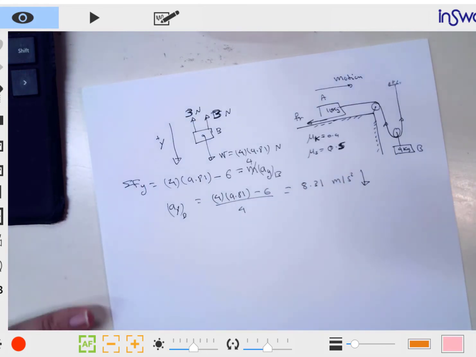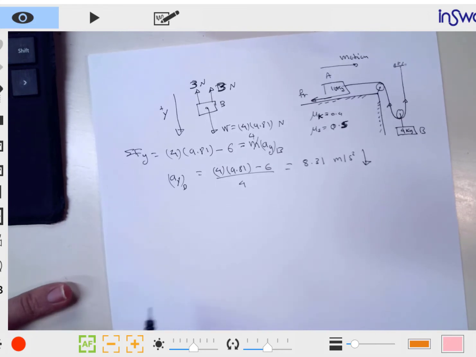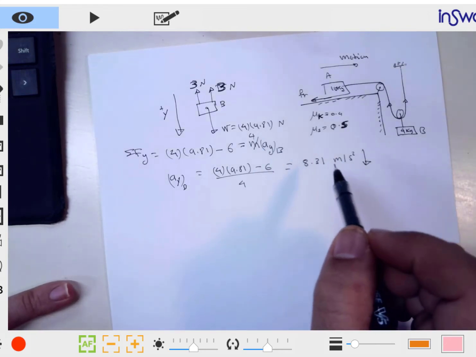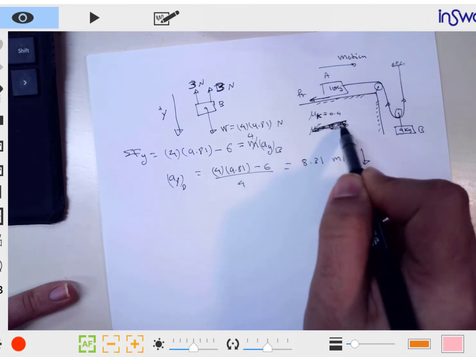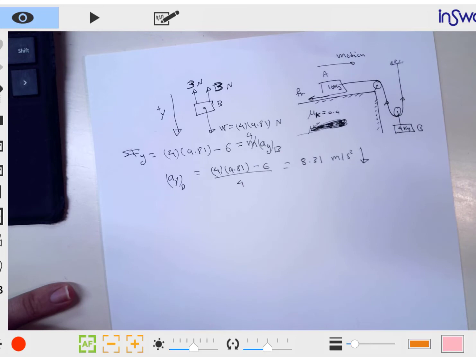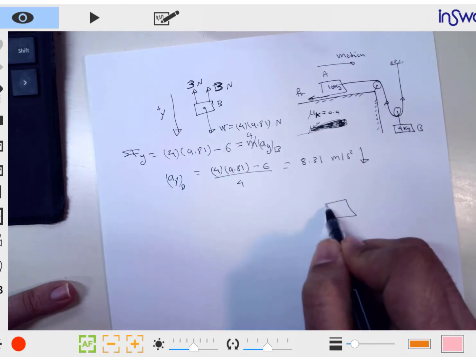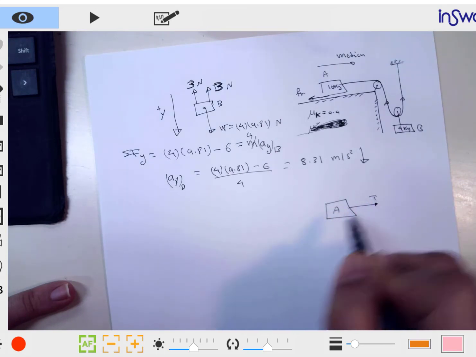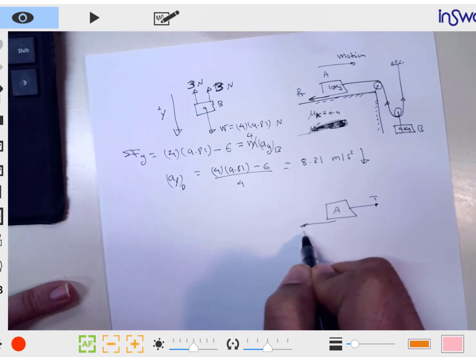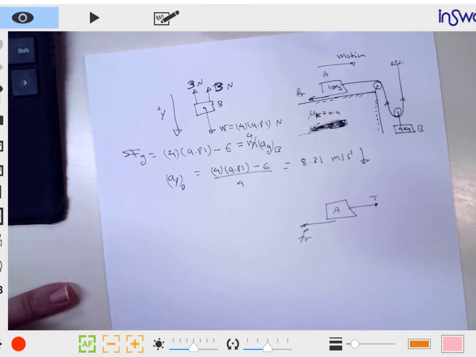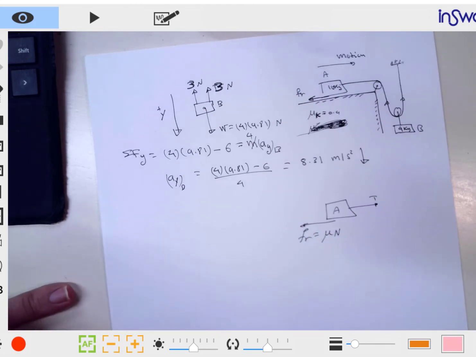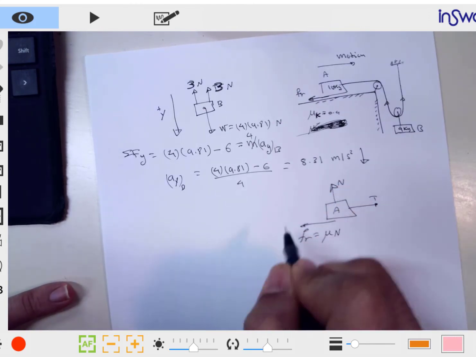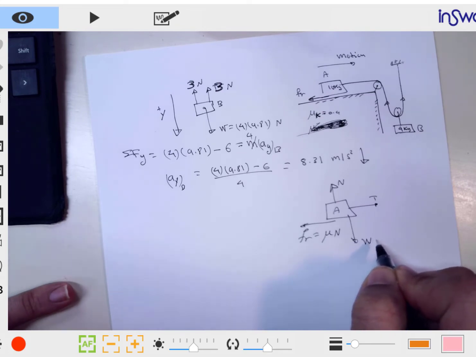Okay, so we figure this out, but we want to verify one thing. In fact, I'm going to remove that for now. I want to see what's really happening to block A. Block A has a tension and a friction, R, which is equal to mu N. There's an N here and there is a weight here.